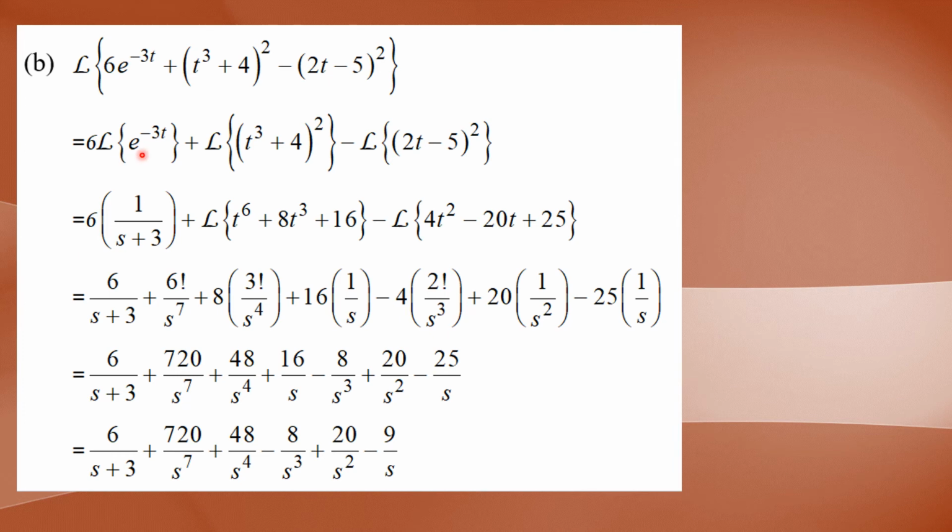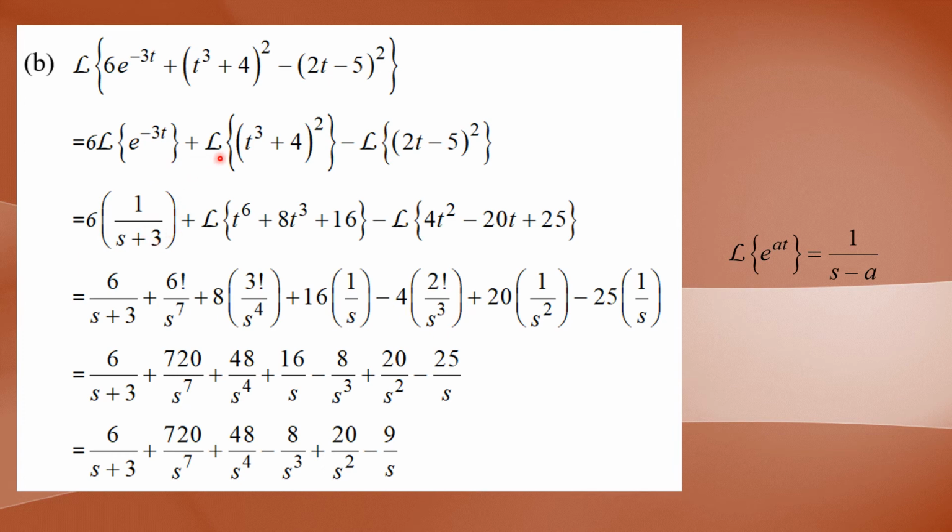To get the Laplace transform of e to the negative 3t, we apply the formula: the Laplace transform of e to the at equals 1 over s minus a. In this problem, a is negative 3, so replacing a by negative 3 in the formula, we get 1 over s minus negative 3. In other words, the Laplace transform of e to the power of negative 3t is the same as 1 over s plus 3.